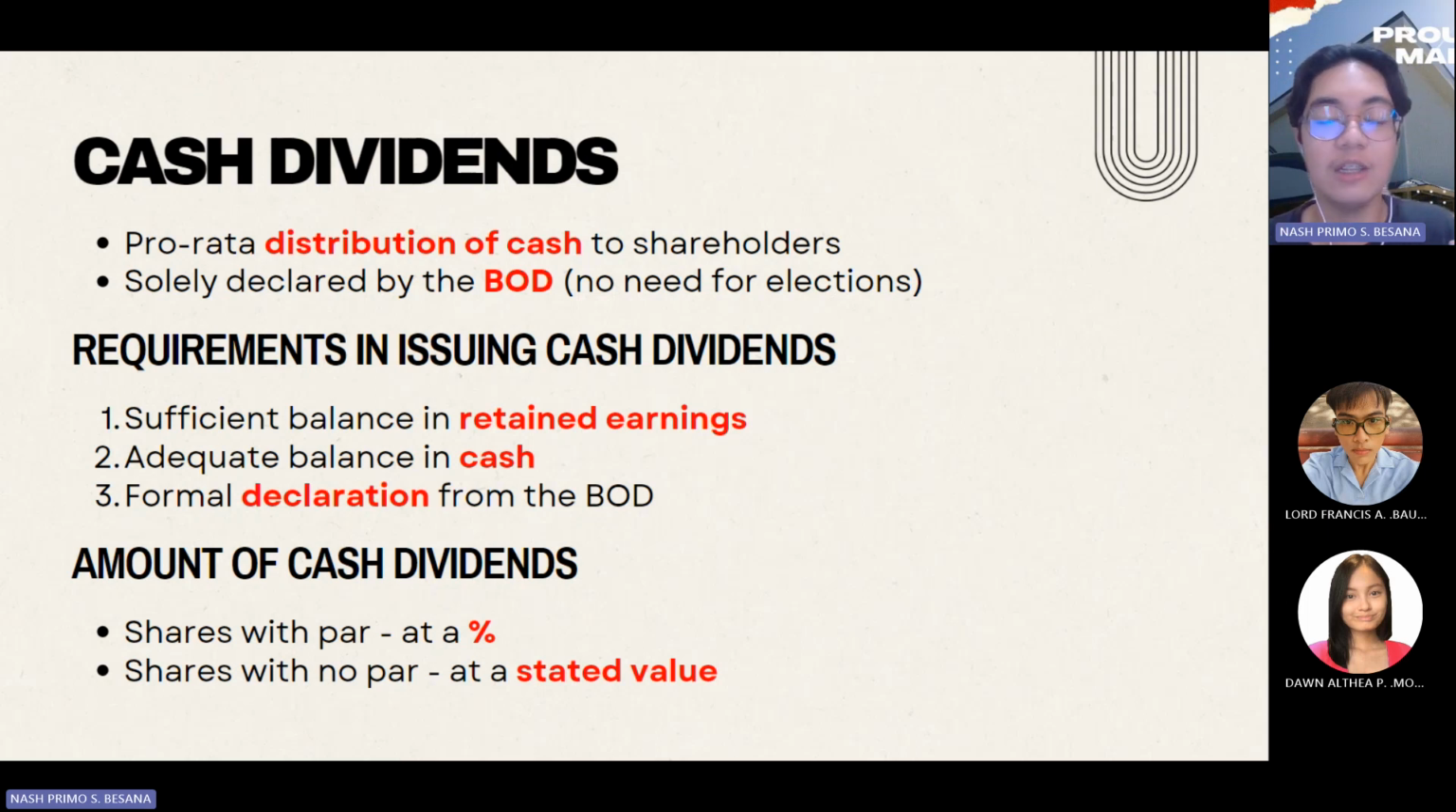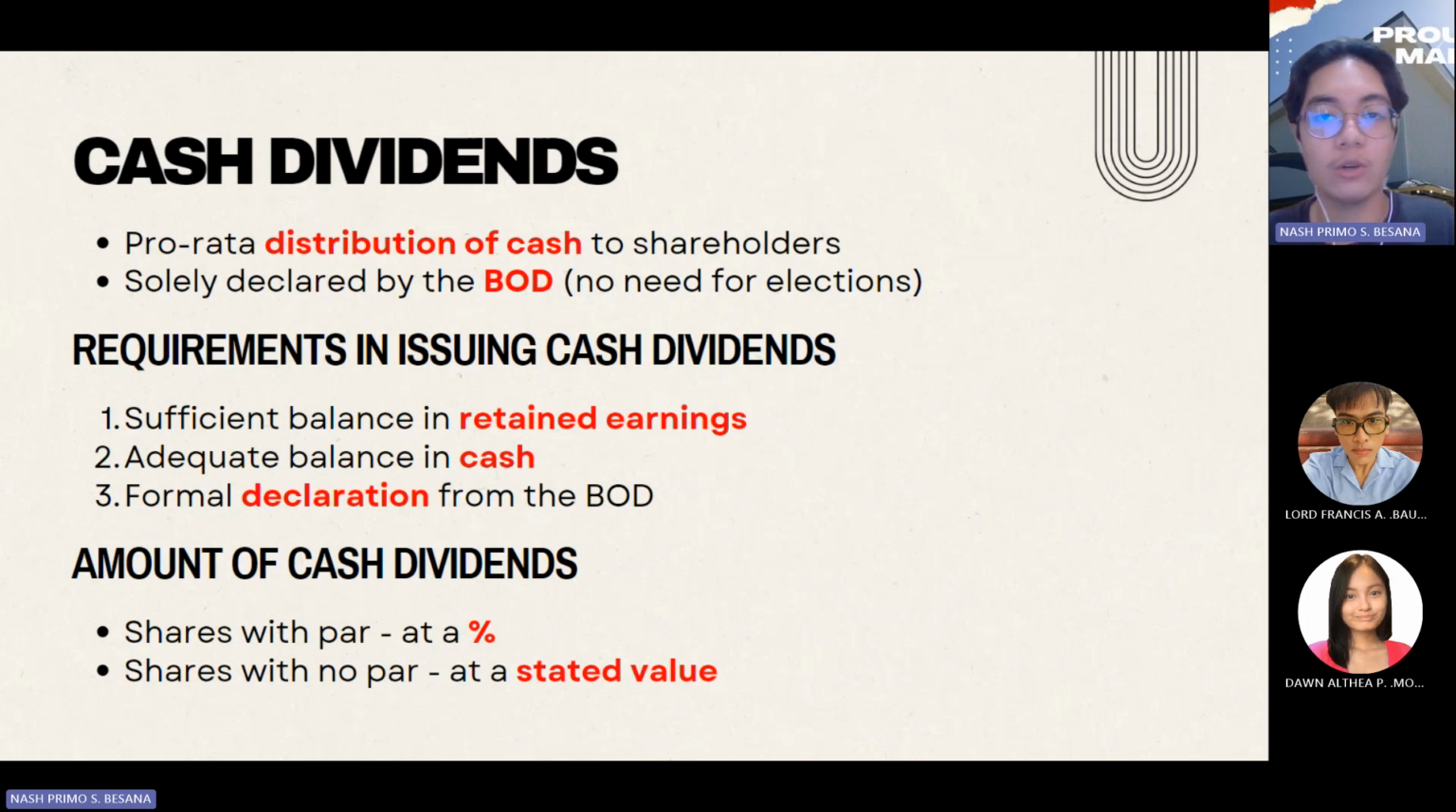As I said earlier, there are requirements in issuing cash dividends. First, we should have a sufficient balance in retained earnings. Because in the divisions of retained earnings, there is appropriated and unappropriated. From the unappropriated, the resources to issue dividends are taken. So if there is nothing there, there is little possibility that the corporation can give dividends.